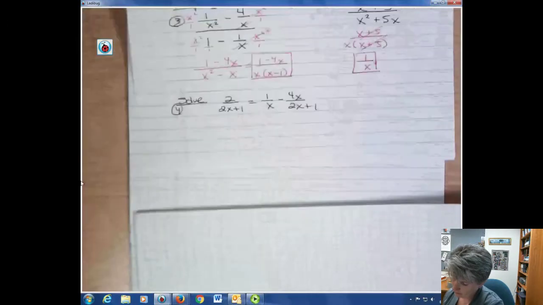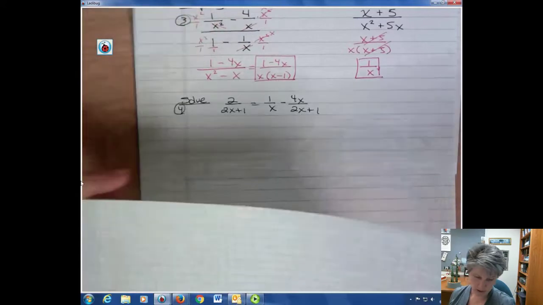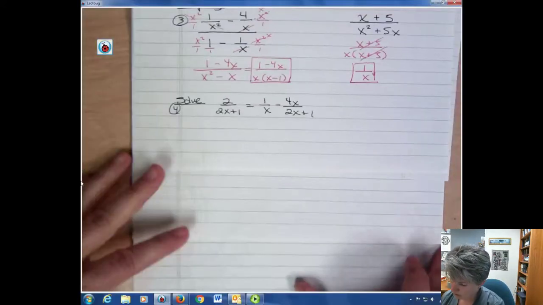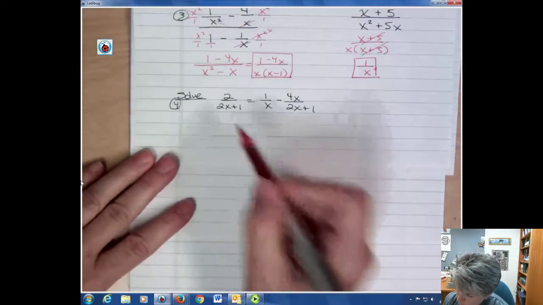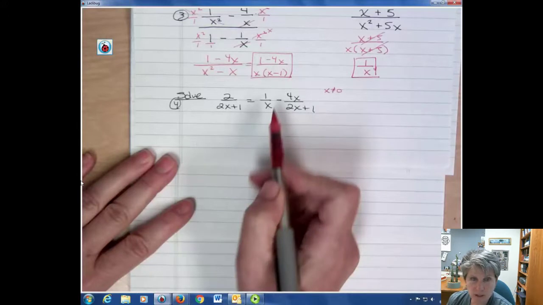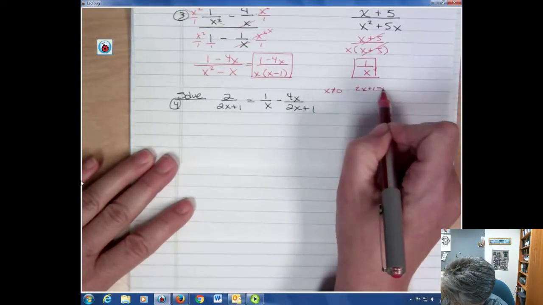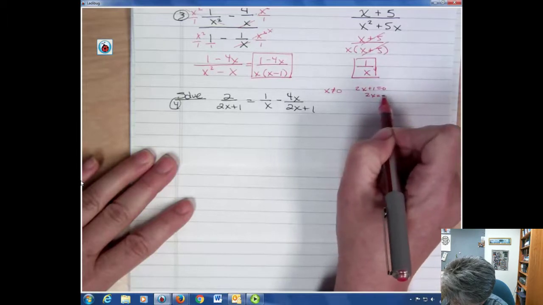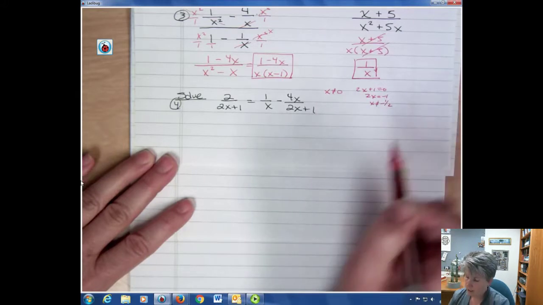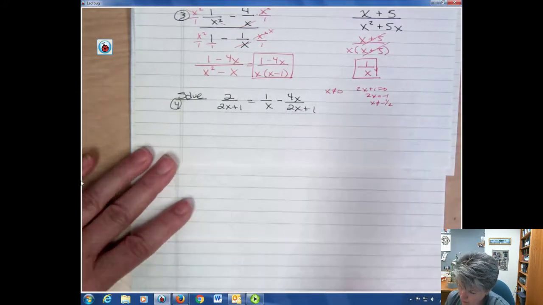Okay, and finally, solve this equation. And remember, when you solve a radical equation, there's a potential to get a restriction or something that you can't use. What would be the restriction in this problem? Well, x could not be 0, because if it was 0, we'd have something that's undefined. And the other one is x cannot be negative 1/2, because if you had negative 1/2, 2 times negative 1/2 is negative 1, plus 1 is 0, and now it's a restriction.